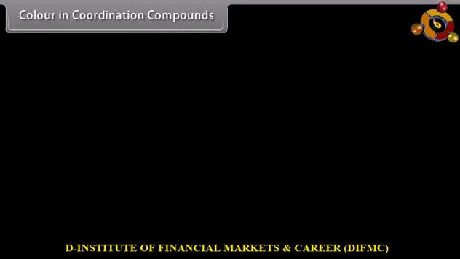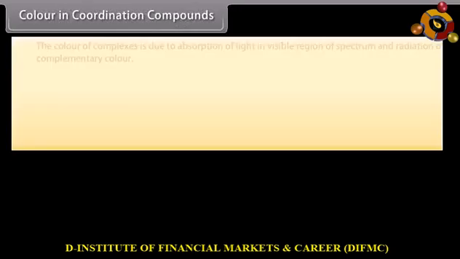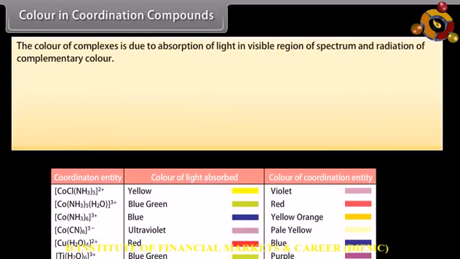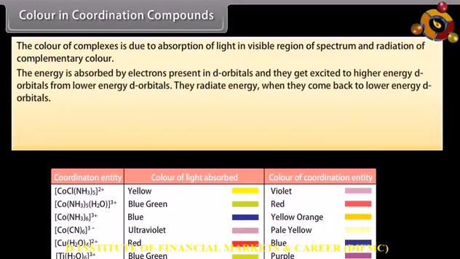Color in coordination compounds. The color of complexes is due to absorption of light in the visible region of the spectrum and radiation of the complementary color. The energy is absorbed by electrons present in d orbitals and they get excited to higher energy d orbitals from lower energy d orbitals. They radiate energy when they come back to lower energy d orbitals.